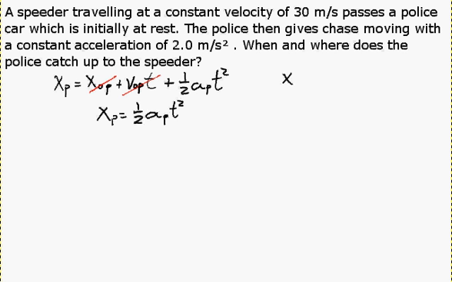Now we can do the same thing for the speeder. So we'll first write out the general equation, and we'll simplify it by removing the initial position, which was 0, and we'll remove the acceleration term because that's 0 as well.